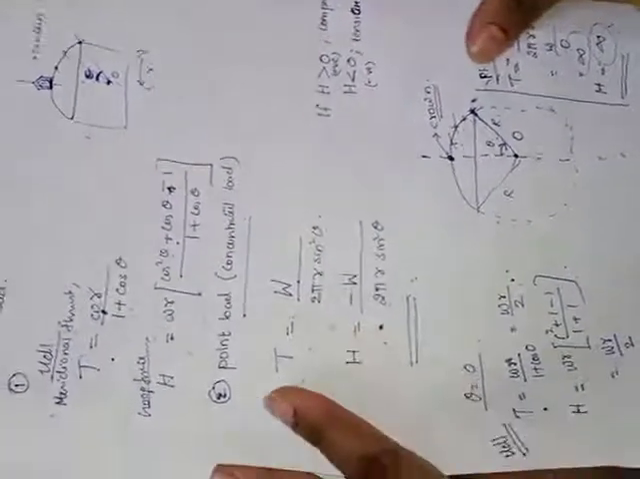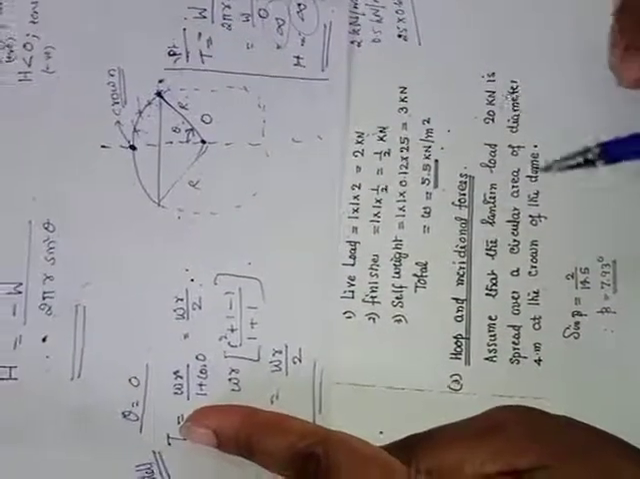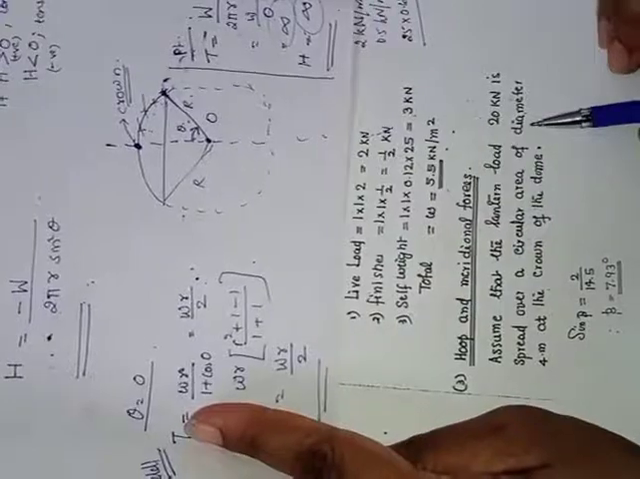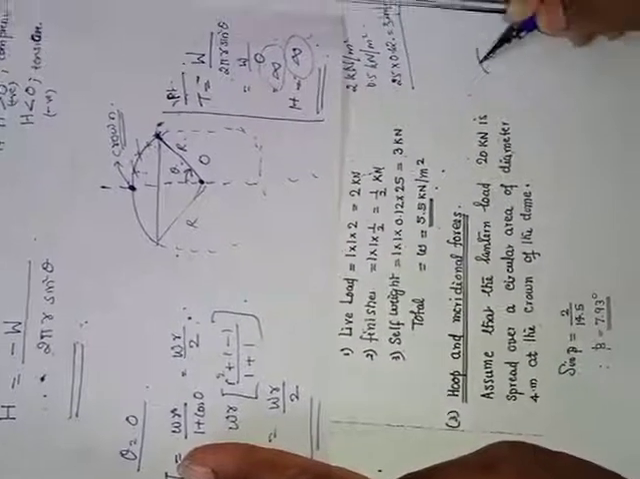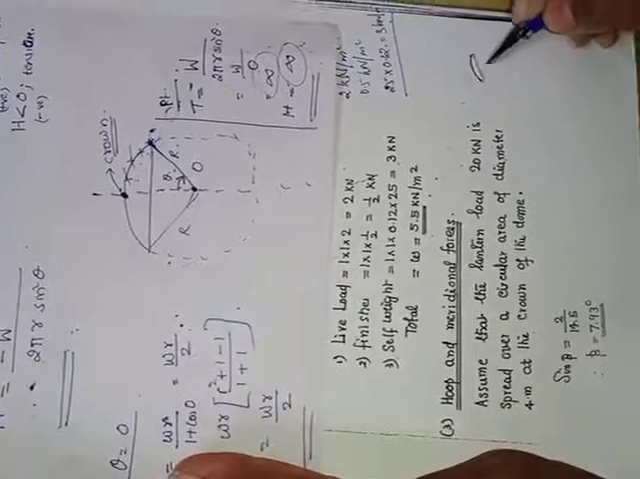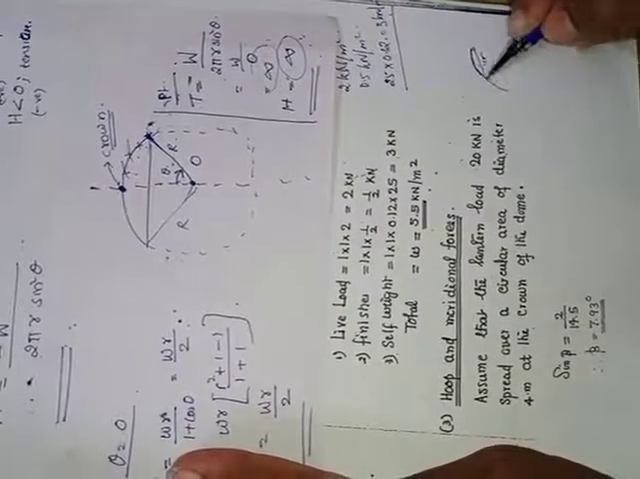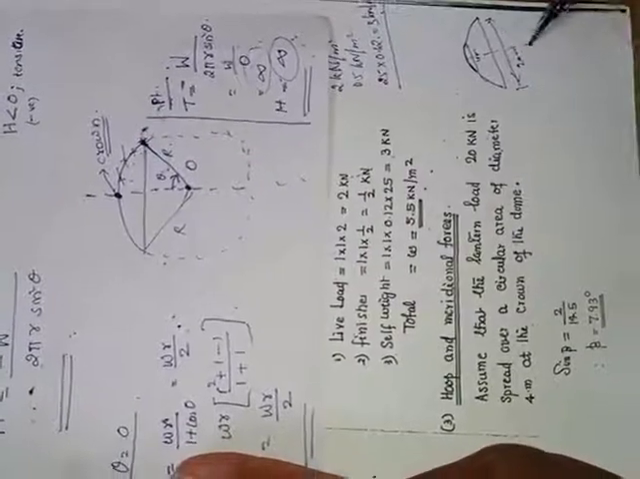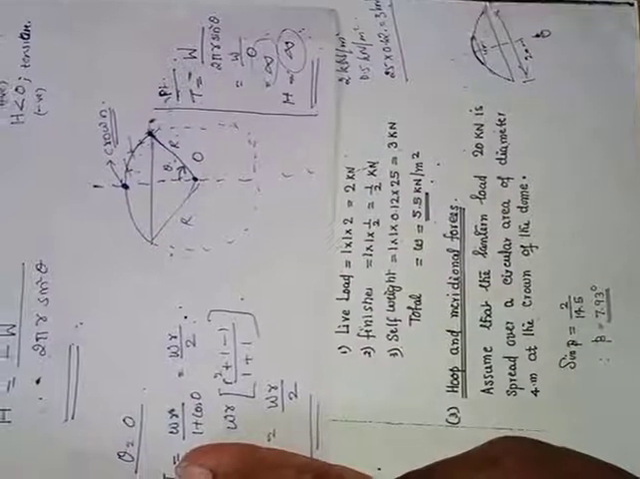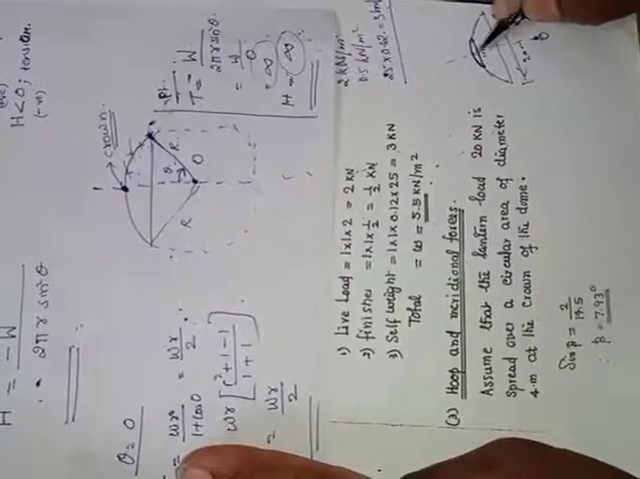So what we will do is we will assume that it is spread over a certain region. So we will assume that this is being spread over a region of 4 meters. Say this is 4 meters. If this is a dome, the total span is 20 meters, and this is the center, or this is the axis. We'll assume that the lantern is being placed over this 4 meter span.